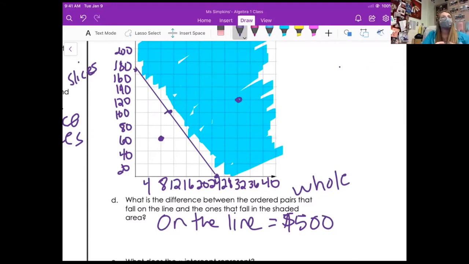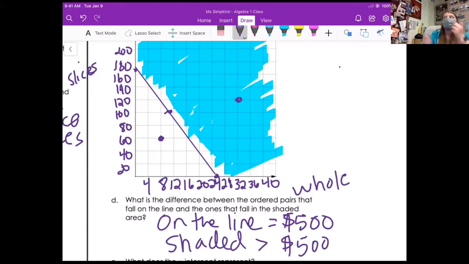So then if I'm in the shaded region, how much money am I going to make in the shaded region? More than 500. I don't really care exactly how much. I just know that I'm going to make more than 500. So if I'm on the line, it's going to be exactly that number. If I'm in the shaded area, what about the part that I didn't shade? Less than 500, right? If I picked any point that's not in the shaded area, not on the line, it'd be less than.